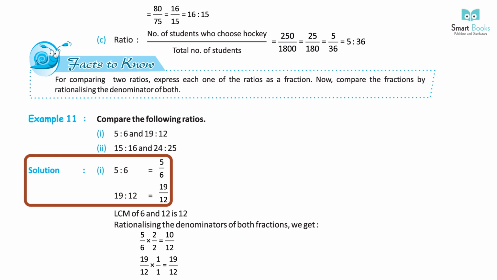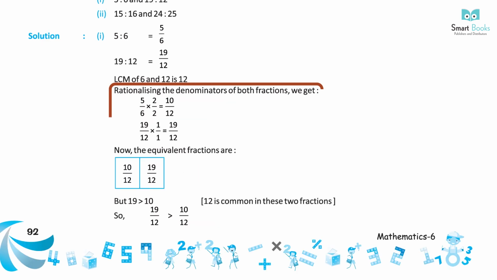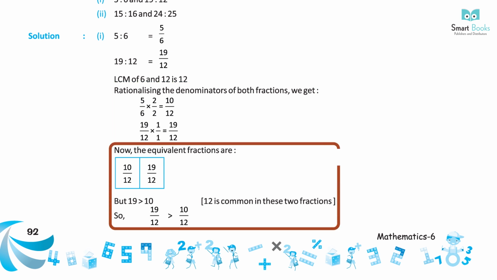19:12 equals 19 upon 12. LCM of 6 and 12 is 12. Rationalizing the denominators of both fractions, we get 5 upon 6 into 2 upon 2 equals 10 upon 12. 19 upon 12 into 1 upon 1 equals 19 upon 12. Now, the equivalent fractions are 10 upon 12 and 19 upon 12. But 19 is greater than 10, and 12 is common in these two fractions. So, 19 upon 12 is greater than 10 upon 12.